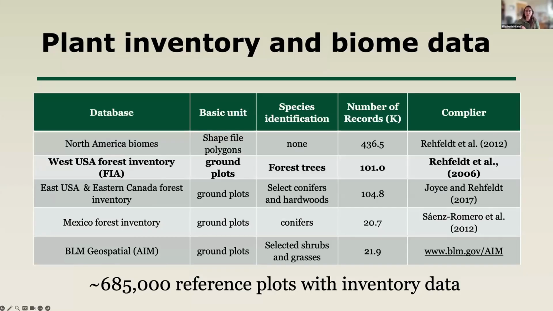So again, the novel aspect of this approach is that it harnesses vegetation inventory plot data across North America, primarily FIA and Canadian forest inventory data. We have over 200,000 plots in our reference database. We also pull from the Mexico forest inventory, as well as the BLM AIM dataset for shrubs and grasses, mostly for those non-forested Western states. As a backbone, we also have a biomes shapefile with over 400,000 plots. These plots don't have species information, but do provide detailed biome descriptions. So all told, it makes for a reference database of 685,000 plots that cover most of the continent.